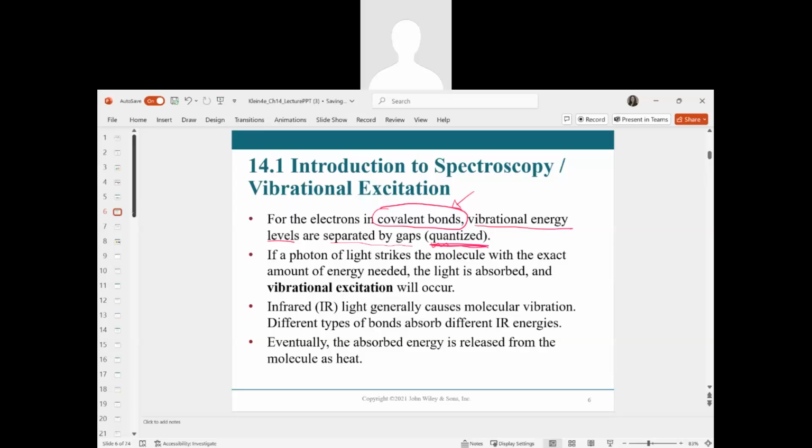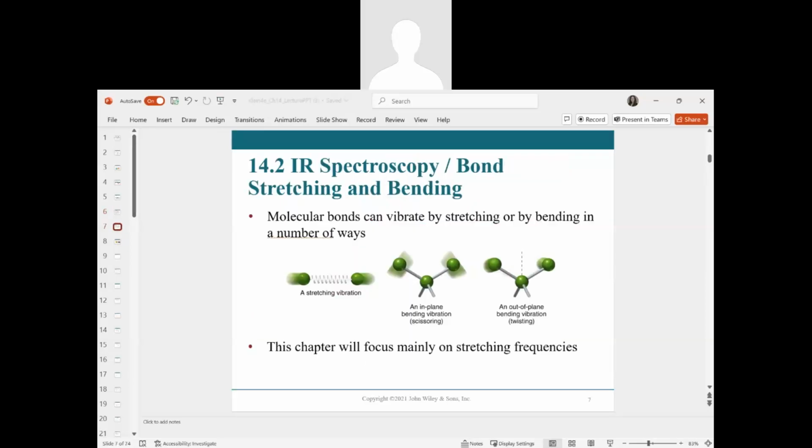So again, a photon of light strikes our molecule with that exact amount of energy. This light is absorbed, and then we see the result is that vibrational excitation. So again, we see this with covalent bonds and specifically covalent bonds that exhibit a dipole. So we'll continue with the specifics of bond stretching and bending that can be observed in infrared spectroscopy in our next section.